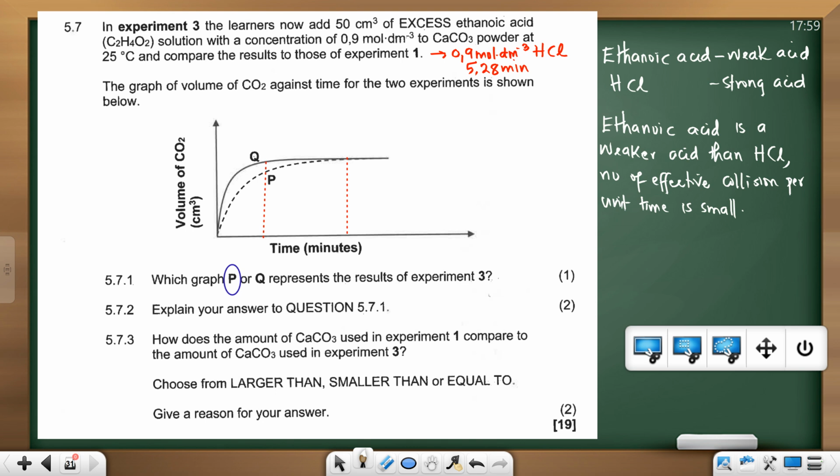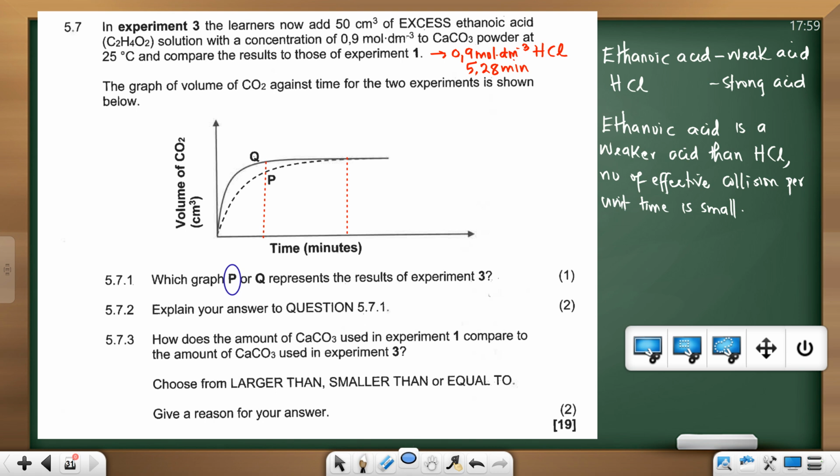Hence the rate of reaction decreases. 5.7.3. How does the amount of calcium carbonate used in experiment 1 and 3 compare? Do you see that they produce the same carbon dioxide? So if they produce the same carbon dioxide, that means they were using the same amount of reactant. What's my answer? Equal to.